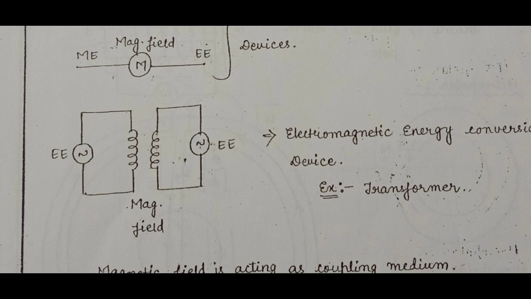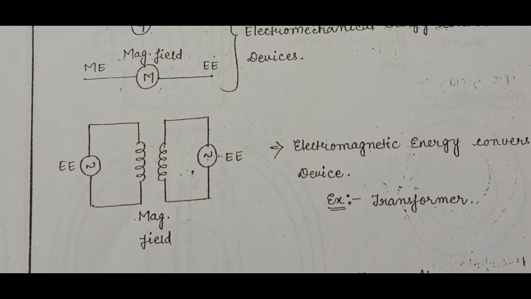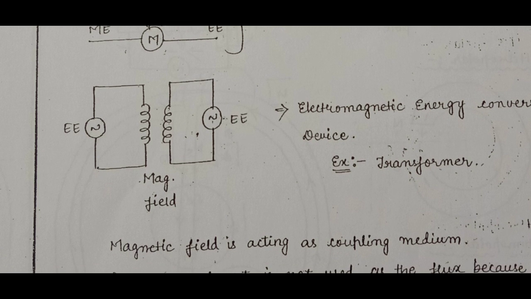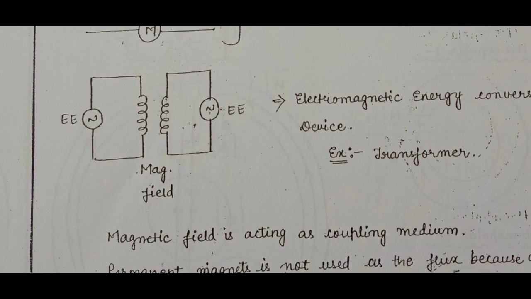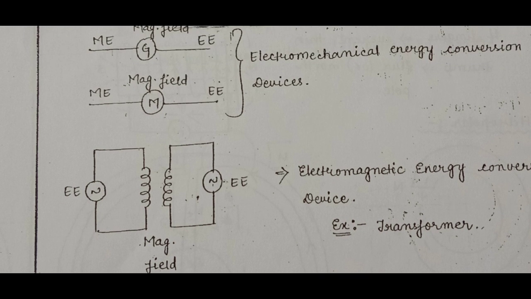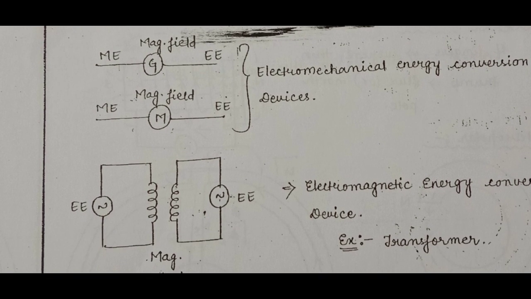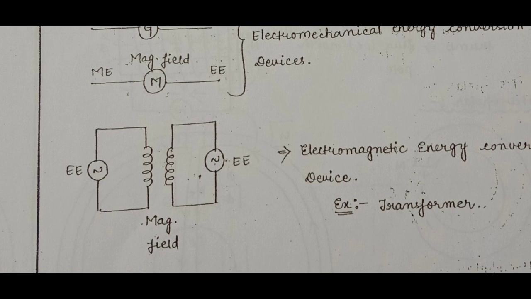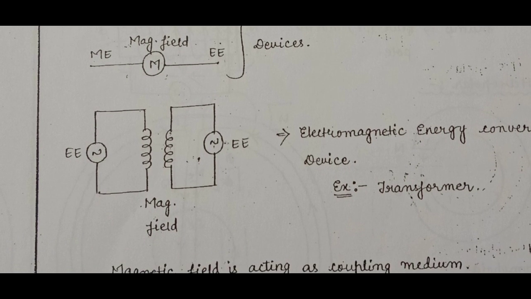A transformer is also an electromagnetic energy conversion device. Here electrical energy is converted into electrical energy, and the coupling medium is again a magnetic field. The magnetic field can be created by a permanent magnet or by electromagnets.